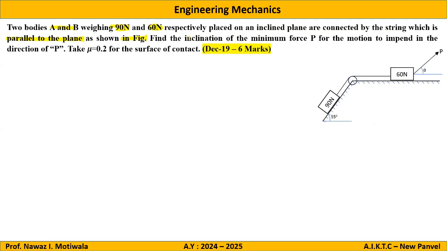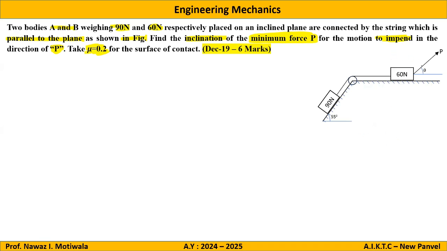Find the inclination of the minimum force P. This is the most important part. Minimum force P for the motion to impend in the direction of P. Take mu is equal to 0.2 for all surfaces of contact. Again, before proceeding further, as we have the method of finding the direction of motion, it is given that we have to find the motion to impend in the direction of the force.